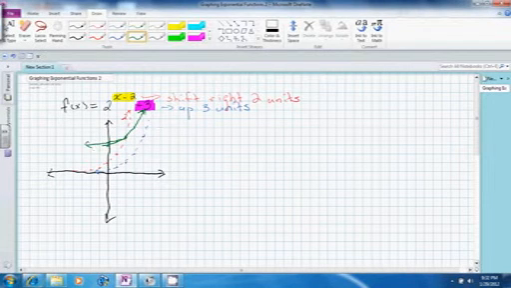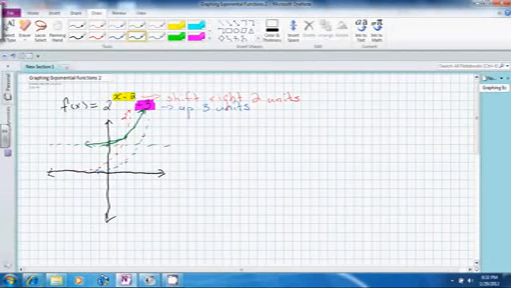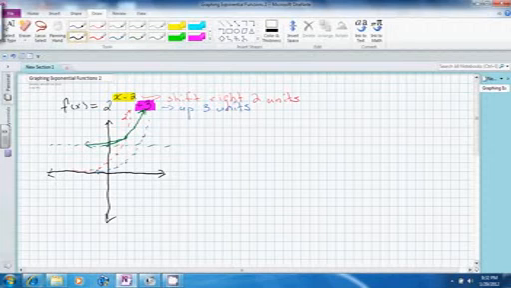So in this case, my horizontal asymptote is at y equals 3. Okay? So it's pretty simple. Anything that is inside the exponent is a horizontal shift, the opposite of what it says. Anything outside the exponent is a vertical shift in the same direction.